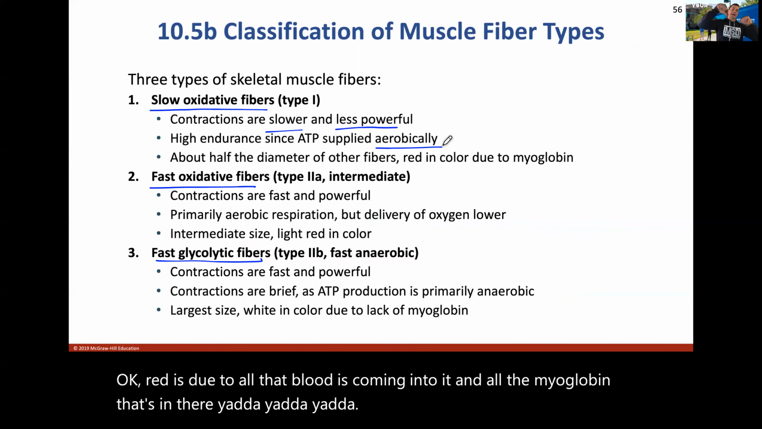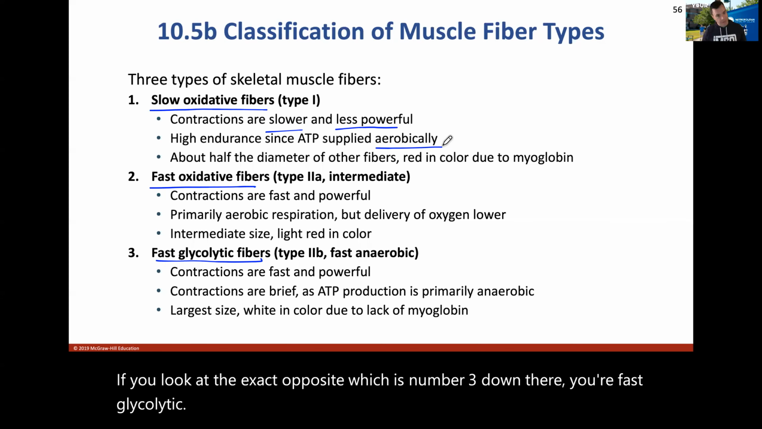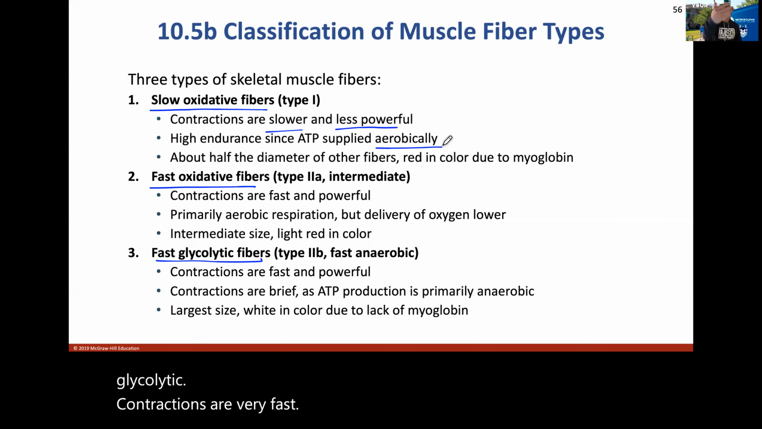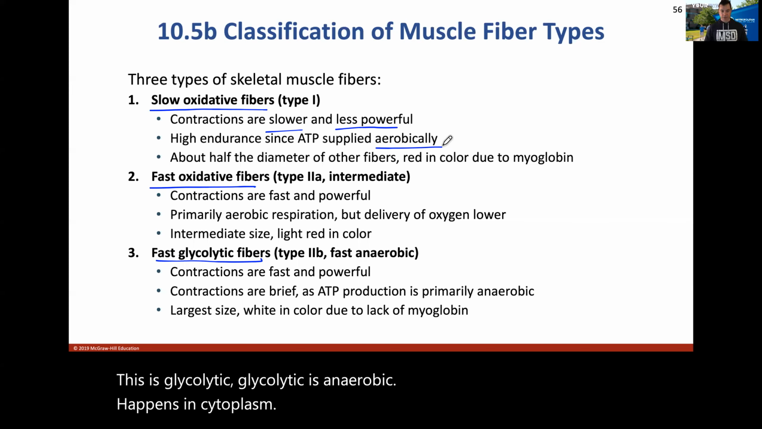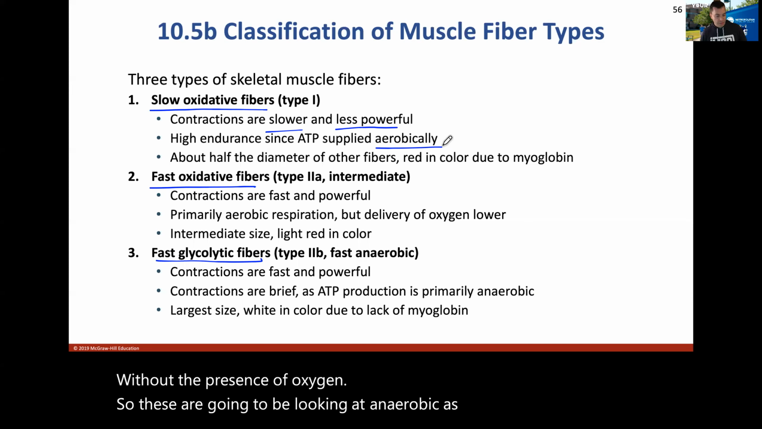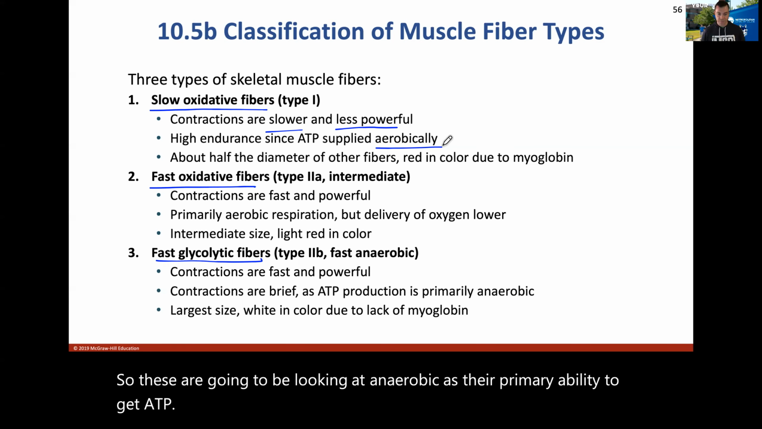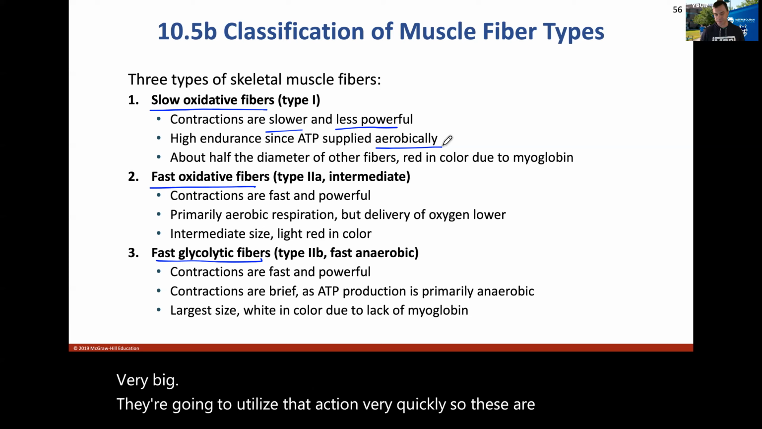If I look at the exact opposite, which is number 3 down there, your fast glycolytic, contractions are very fast, very powerful, the opposite of number 1. Contractions are very brief. Again, this is glycolytic. Glycolytic is anaerobic. It happens in the cytoplasm without the presence of oxygen. So these are going to be looking at anaerobic as their primary ability to get ATP. Very big. They're going to utilize that oxygen very quickly, so these are going to fatigue really fast.